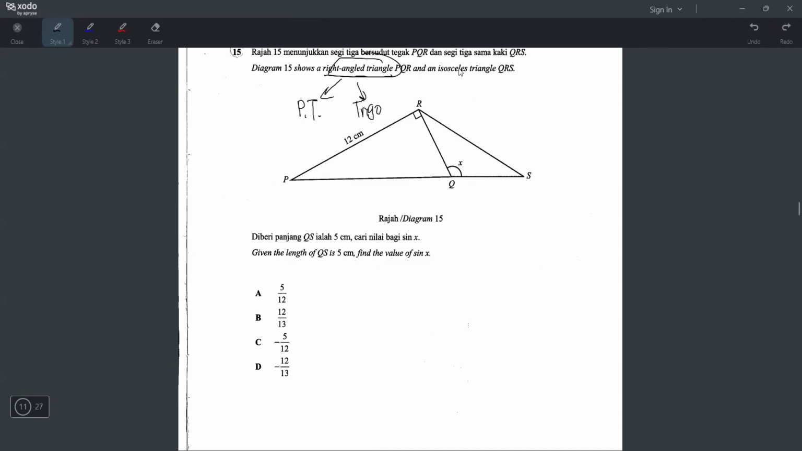Pythagoras theorem only involves the sides, the lengths. Okay, let's see, PQR and isosceles triangle QRS. So QRS is isosceles, so this side and this side are the same length.